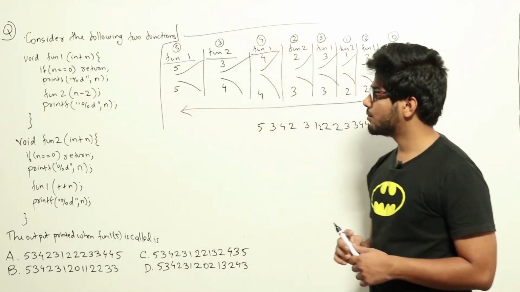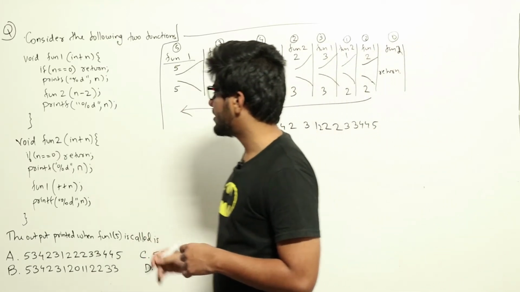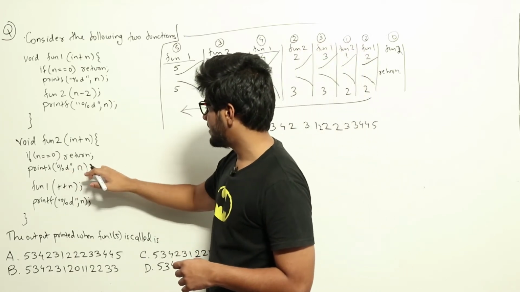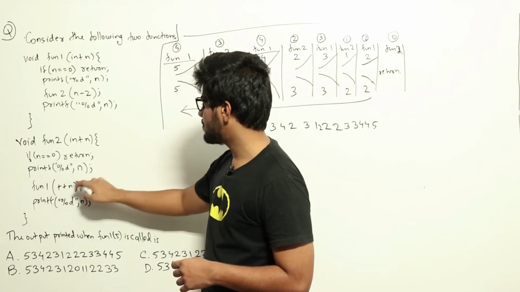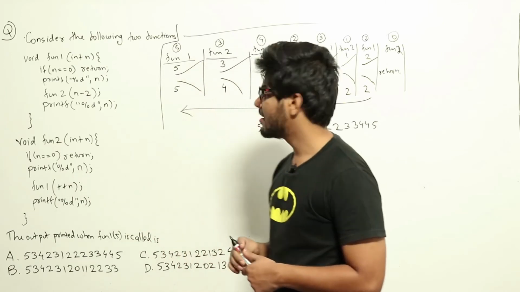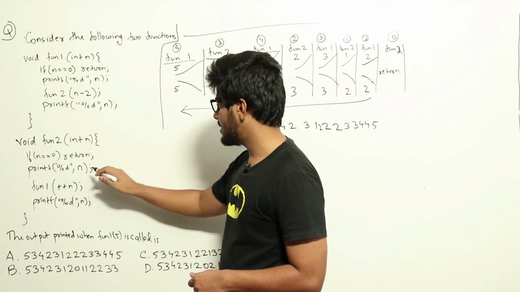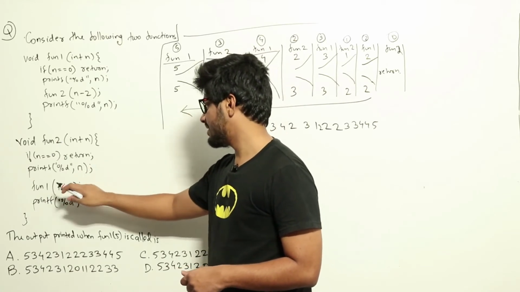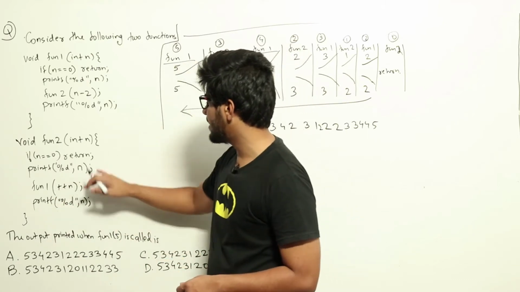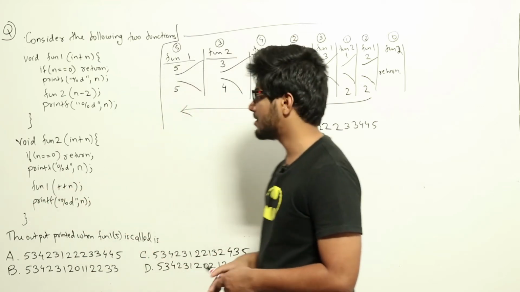Now look at fun2. Here also the exit condition is the same. If n is 0, it will return immediately. If n is non-zero, then it will print n. It will call fun1 with ++n. Now it's doing ++n here, meaning n is also getting incremented. So if you are calling it with some non-zero n, it will print n, increment n by 1, call fun1 with that incremented value of n, and then print that incremented value of n. So it will be printing n here, and it will be printing n plus 1 here, and it will be calling fun1 with value n plus 1.